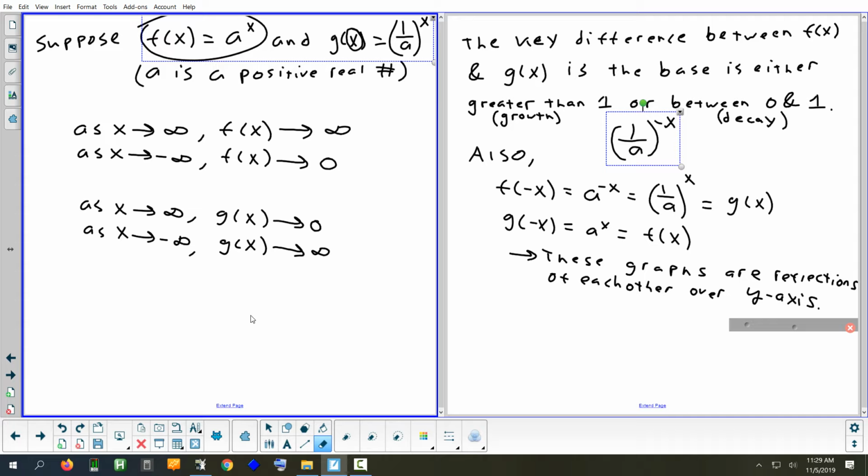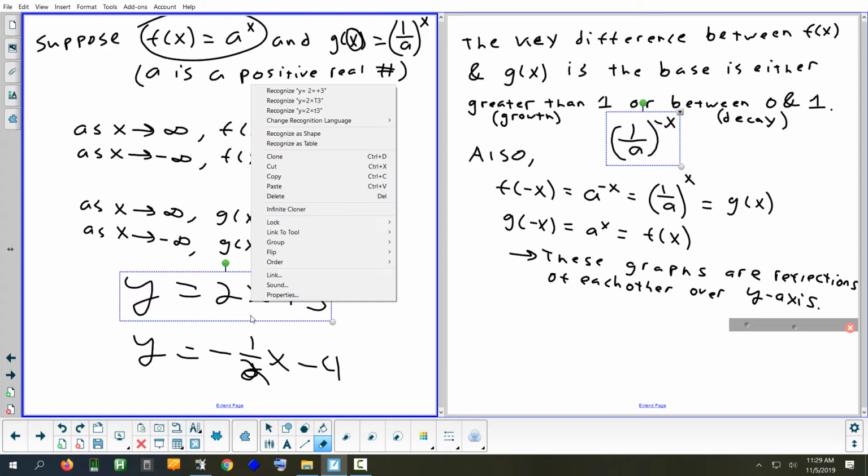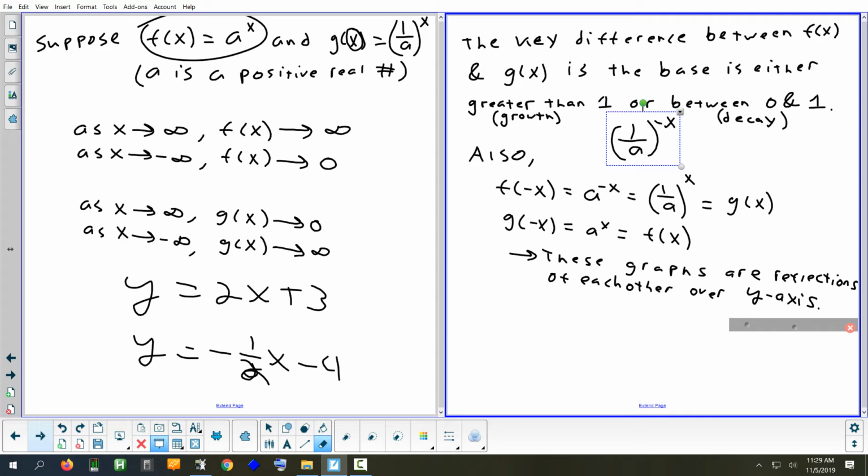So if I had 2 lines, y equals 2x plus 3, and y equals negative 1/2 x minus 4, and I wanted to know if I graph these, are they mirror images of each other? Replace x with a negative right here, and see if you get the other one. In this case, you don't. These are perpendicular, but they're not reflections of each other. To be reflections, I could do something like y equals 2x and y equals negative 2x. Those would be reflections. All right.